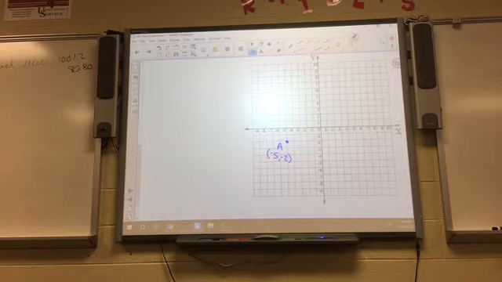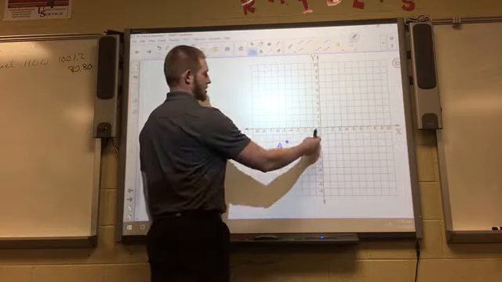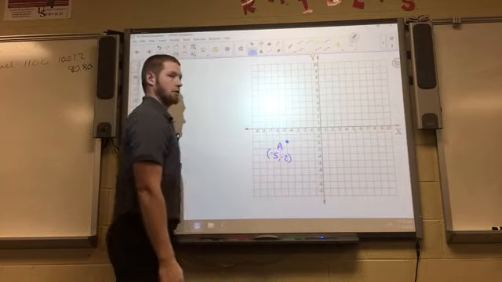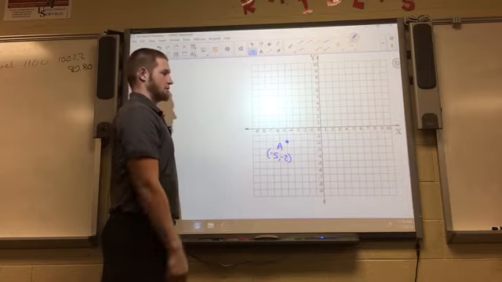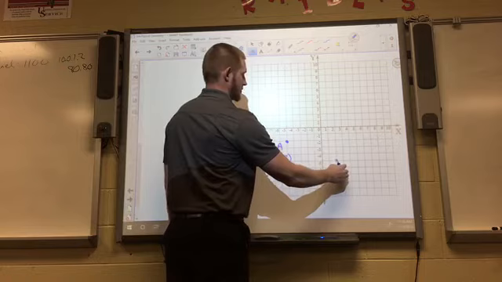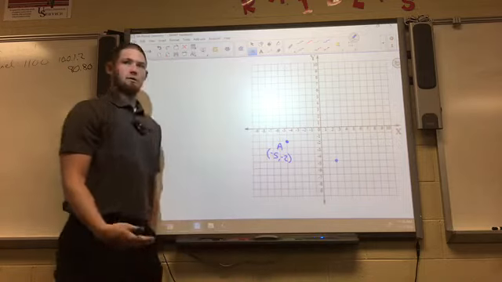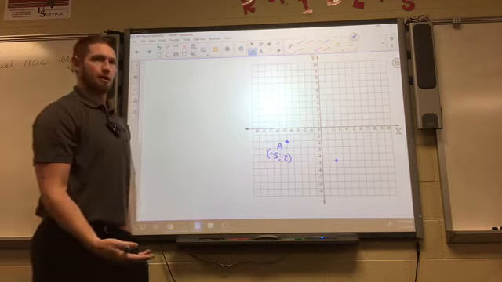Okay. So they tell me, well, I know that I am over 5 and down 2. And I know I need to switch those. So I'm going to go over 2, and then I'm going to go to 5 in quadrant 4. Is it still the same rule? Yes. It's just a different way of thinking about it.